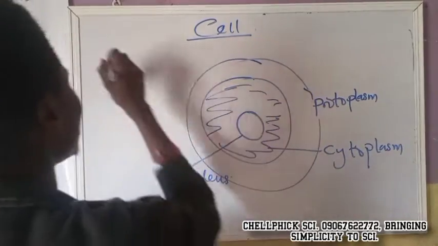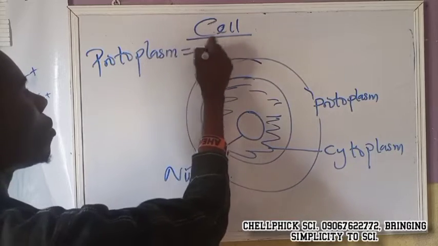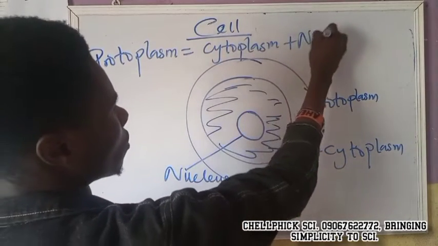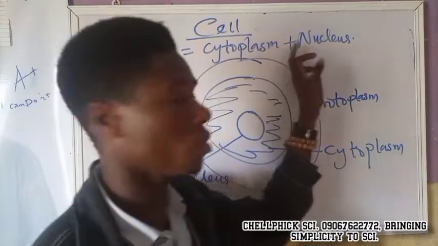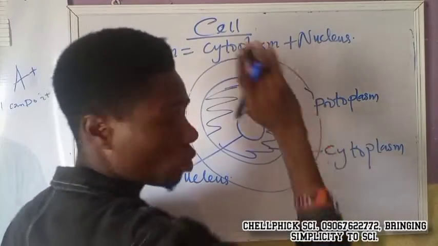So in summary, protoplasm is equal to cytoplasm plus nucleus. I hope you can see it. Protoplasm is equal to cytoplasm plus what? Nucleus. So it means that the protoplasm contains both the cytoplasm and the nucleus.